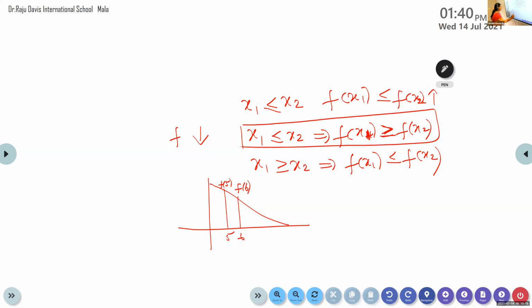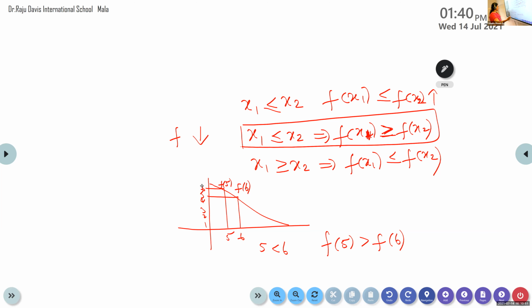Here 5 is less than 6, isn't it? Compare f of 5 and f of 6, which is bigger? F of 5 is greater than f of 6. Here you will get a bigger value, here a smaller value. When you mark the points 1, 2, 3, 4, 5, 6, it goes on like this. So 5 is less than 6, but the corresponding f of x value is greater.